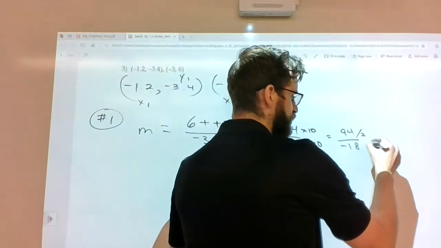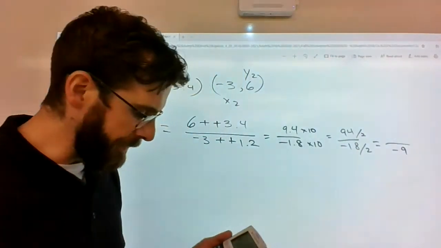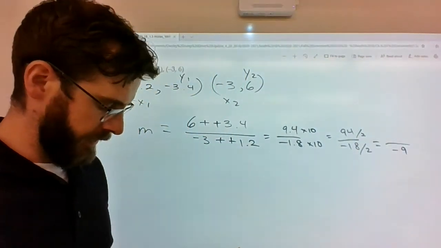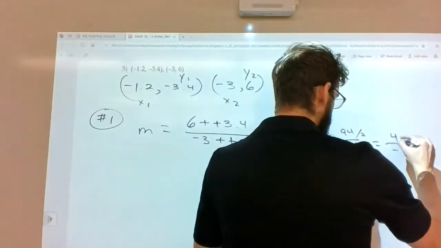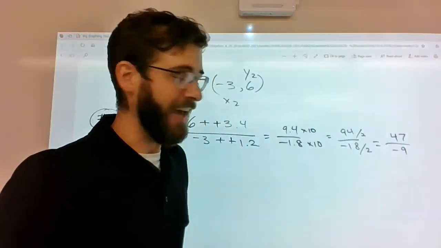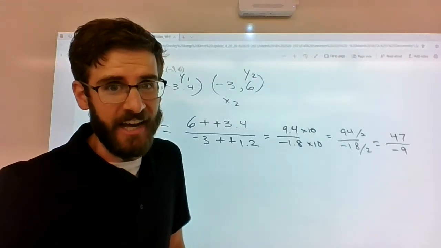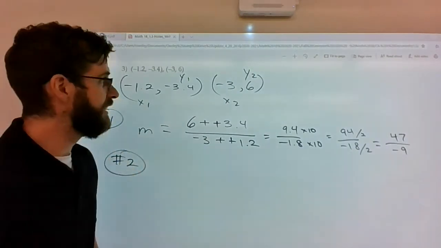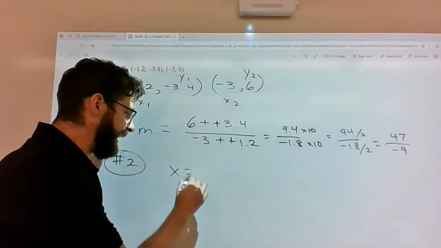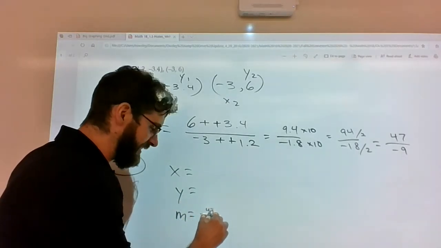So when you divide by 2 on the bottom, you get negative 9. On the top, you get, ooh, 47. Okay, so we got 47 divided by negative 9 is our m. Gotta pick an x, gotta pick a y, gotta use the negative 47/9 as our m.